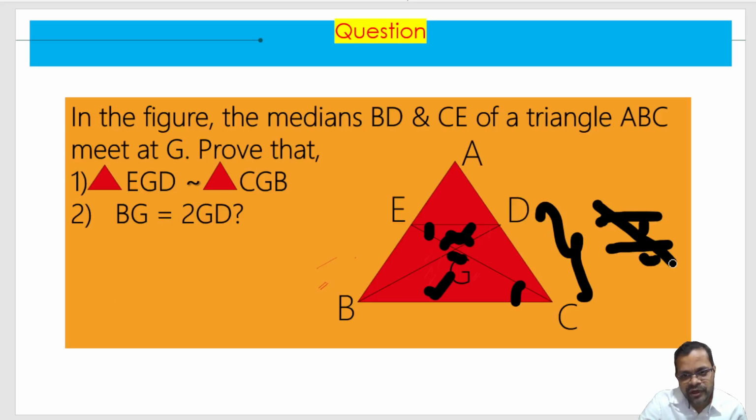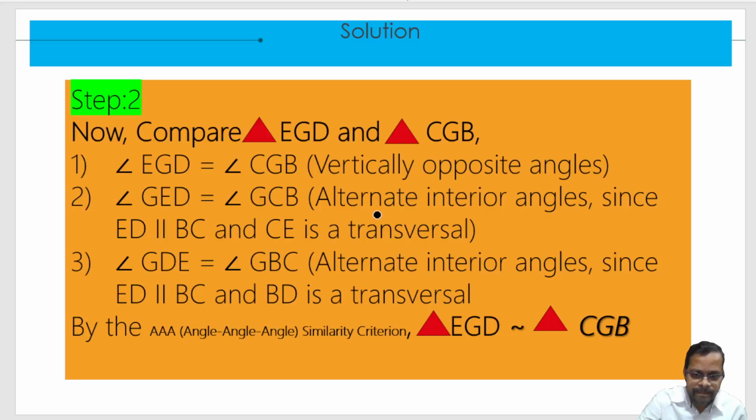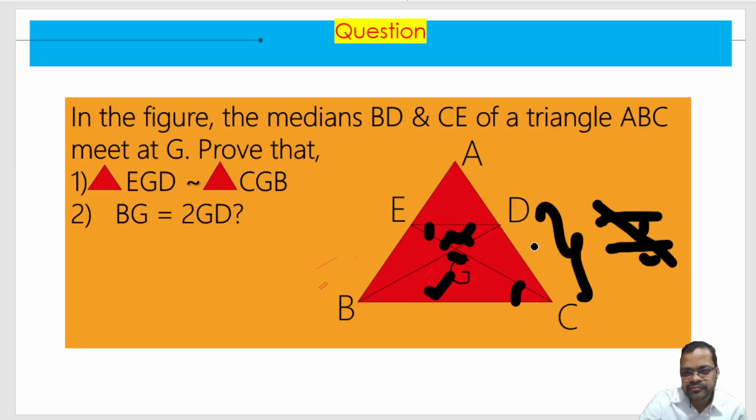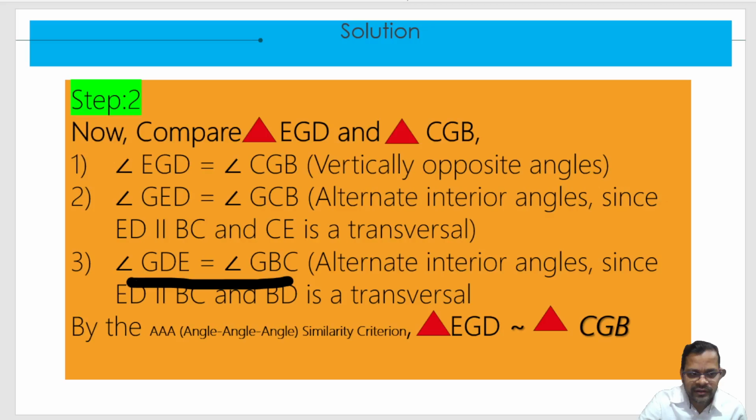Okay, so you got it. So this is the alternate interior angle. Similarly, GDE is equal to GBC also. The same thing. Okay, ED is parallel to BC and BD is the transversal. So the interior angles are similar. That's why GDE is equal to GBC.